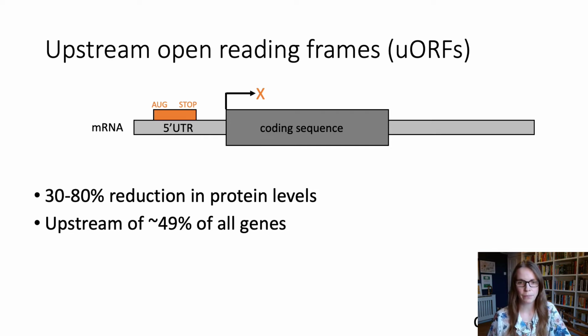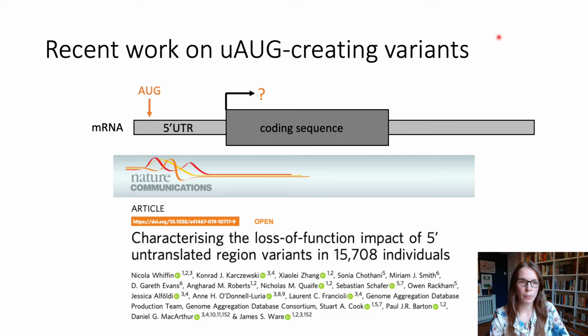So we recently did some work published in Nature Communications last year, where we looked at what happens if we create one of these uORFs, or create an upstream start codon, or a uAUG, into the 5' UTR. What effect does this have on translation and in disease?